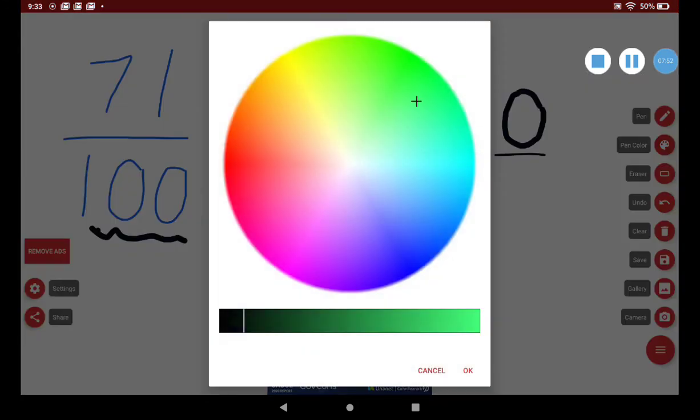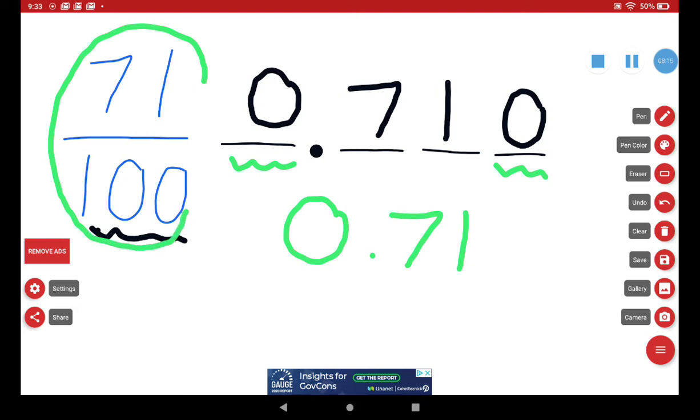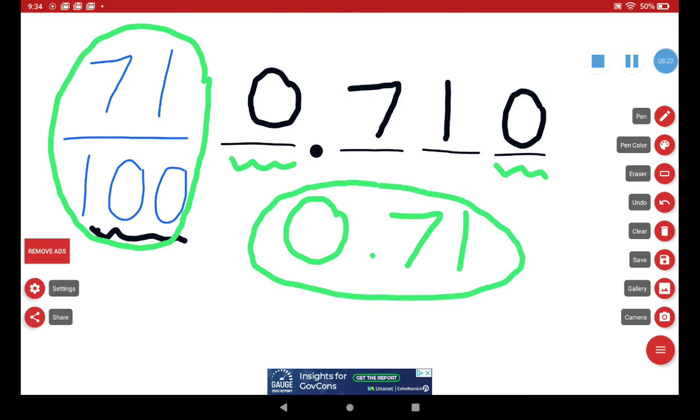All right. And then when I write my answer, I'm going to call it 0 and 71/100ths. Remember, if the zero's to the left, I need it. If it's to the right, I don't need it. 71/100 I would read as a fraction as 71/100ths. And I would write as a decimal 0.71. It's the same number. All right, guys, let's do that one more time.